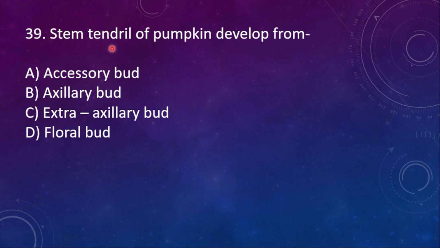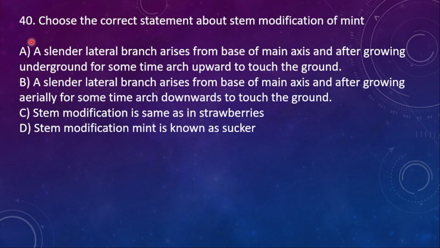39th one, stem tendril of pumpkin is developed from: option A, accessory bud; option B, axillary bud; option C, extra axillary bud; option D, floral bud. And here the right option is option B, axillary bud.